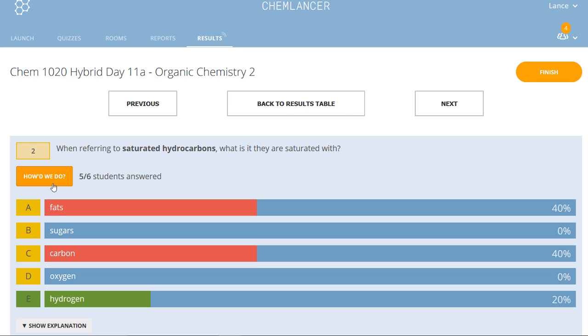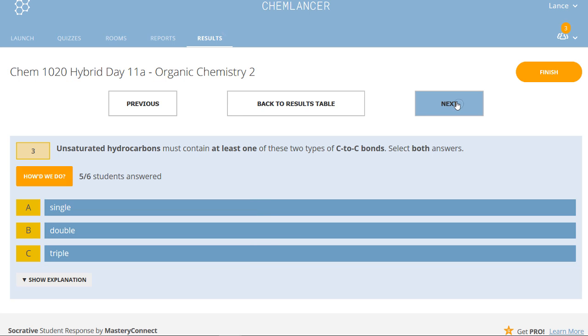And if we look at the next question in here, the next question actually was along those same lines. Unsaturated hydrocarbons must contain at least one of these two carbon-to-carbon bonds. Select both types. They are double or triple. So again, if we open this bond up here, we can fit more hydrogen into it. If we have a carbon-to-carbon triple bond, we can open these up and we can fit more hydrogen into it.